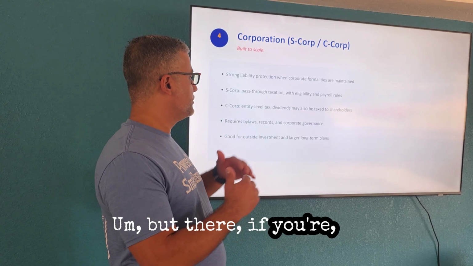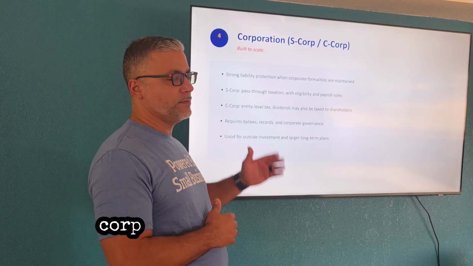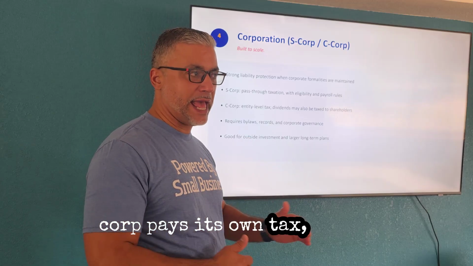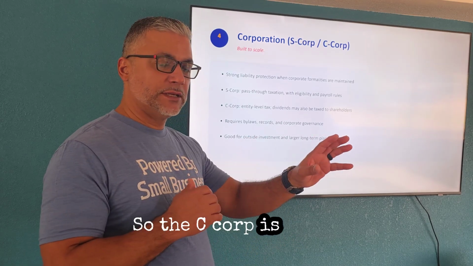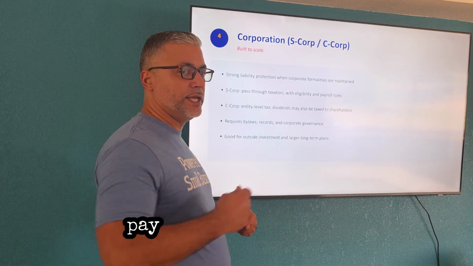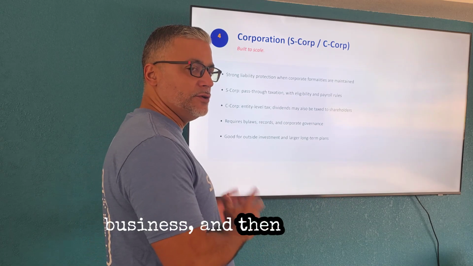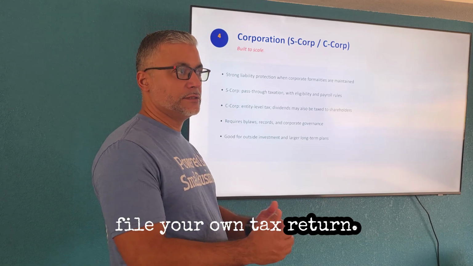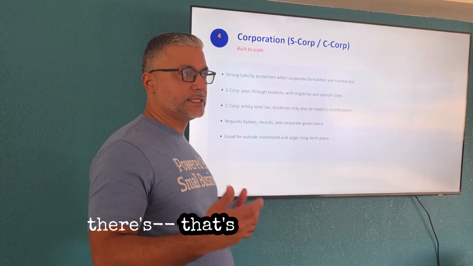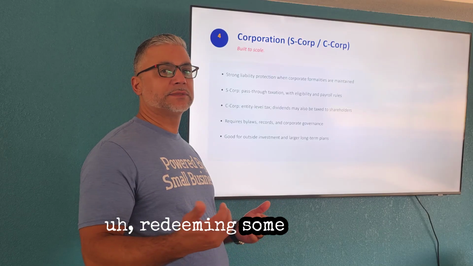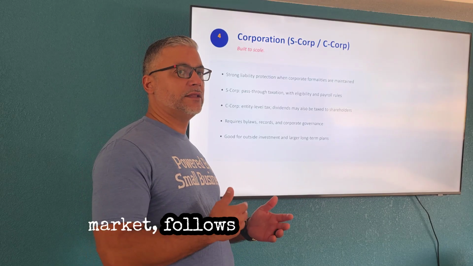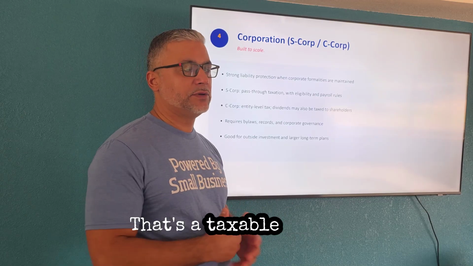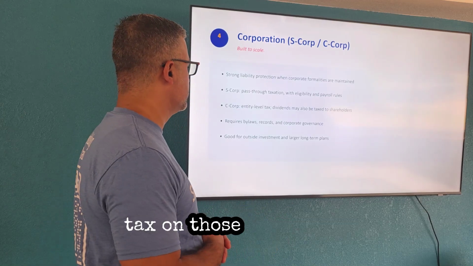But if you're the C Corp, then the C Corp pays its own tax, right? So the C Corp is going to pay its own tax. You'll pay yourself out of the business, and then you will file your own tax return. You can take a dividend, and that's like redeeming some stock or getting paid dividends as if you're investing in the stock market. It follows the same thing. That's a taxable event, so you would have to pay tax on those dividends.